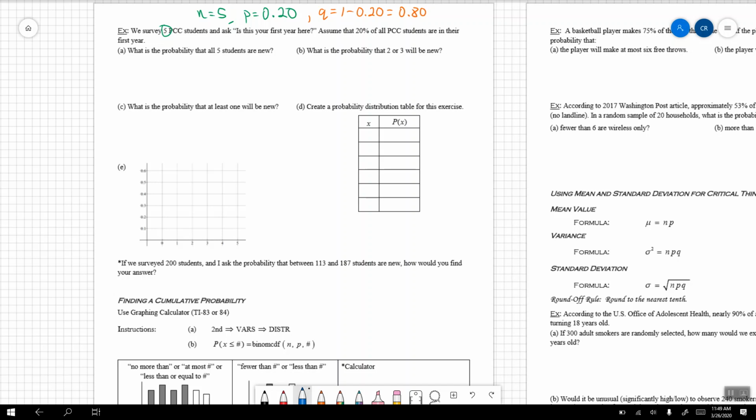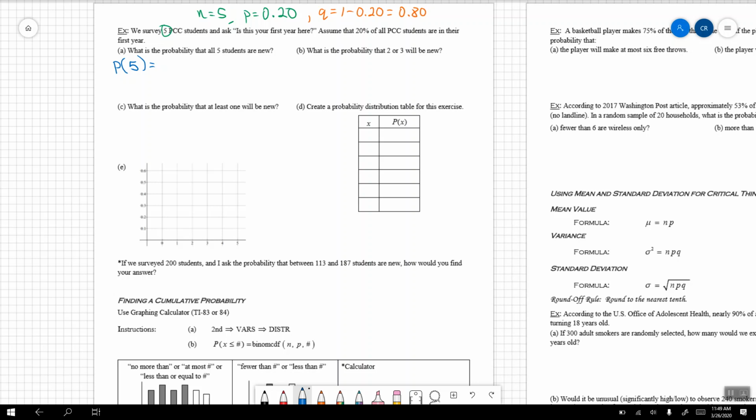The first question is, what is the probability that all 5 students are new? So the probability that all 5 students are going to be new. Now again, you can do this using your preferred method, or you can do it using the probability method that we saw before. All right, notice they're all independent, so these are all independent trials.